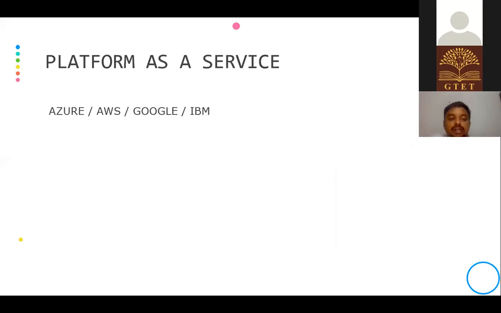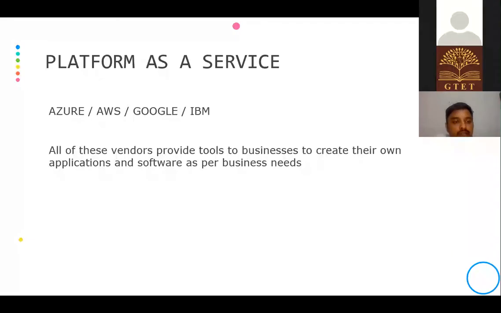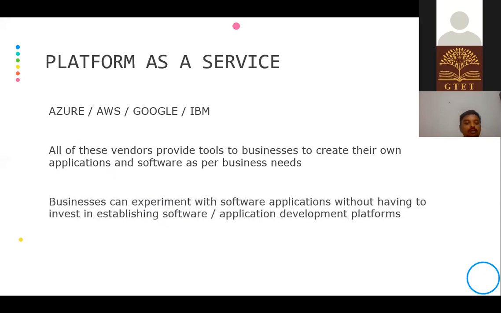You have Microsoft Azure, Amazon Web Services, Google Cloud Platform, and the IBM Cloud. All of these vendors provide tools to businesses to create their own applications and software as per their business needs. Businesses can now experiment with their own applications without having to invest in platforms. This is something that I've seen as a hurdle for businesses to improve their processes and experiment with their business.